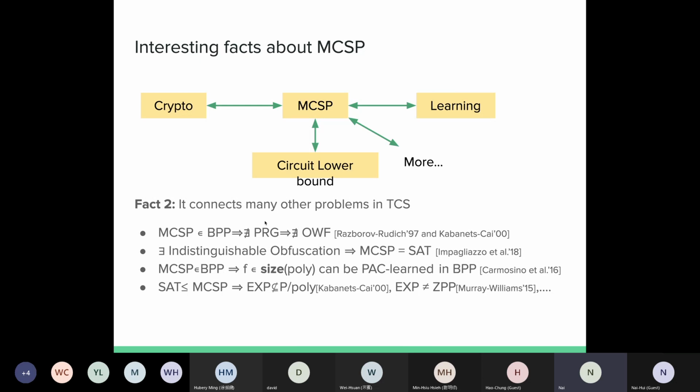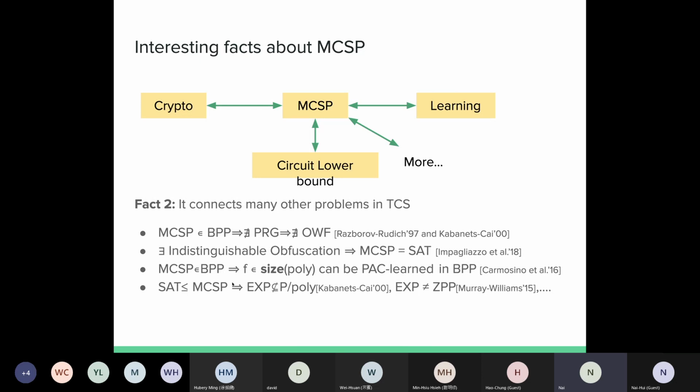Here I just list some interesting facts. For example, if you can prove that MCSP has a polynomial time algorithm, then you can show that there doesn't exist a pseudo-random generator, and there is no one-way function. Then there's no public key cryptography. Another thing is that if there exists IO, which is another crypto primitive, then MCSP could be as hard as SAT, which is an NP complete problem.